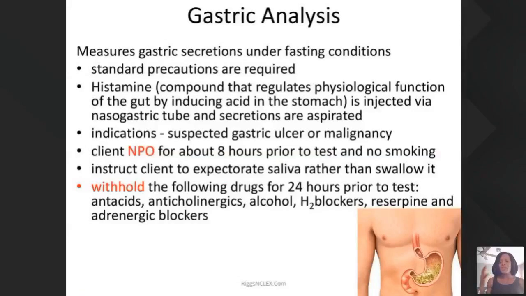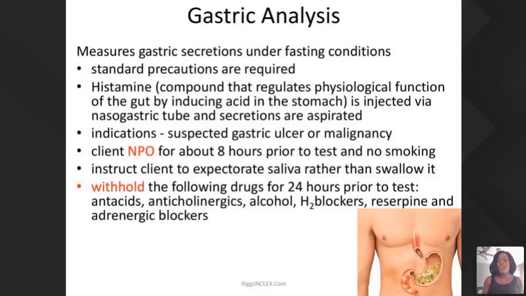You're going to see how we go through the systems and each system's diagnostic tests. So let's start with the gastric analysis. With the gastric analysis, we're measuring the gastric secretion under fasting conditions. So they need to be NPO, minimum 8 hours. If we can do more, more. If they smoke, they need to stop smoking.